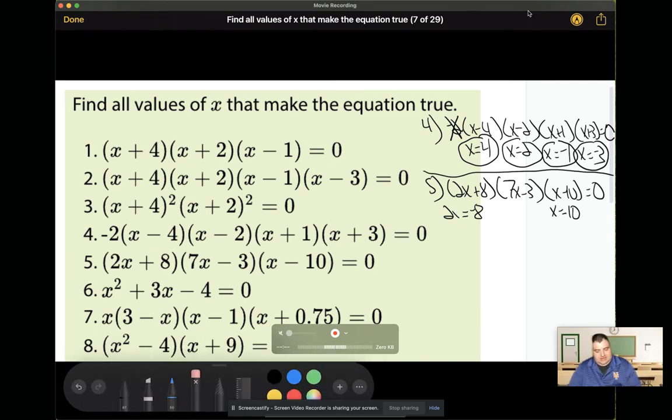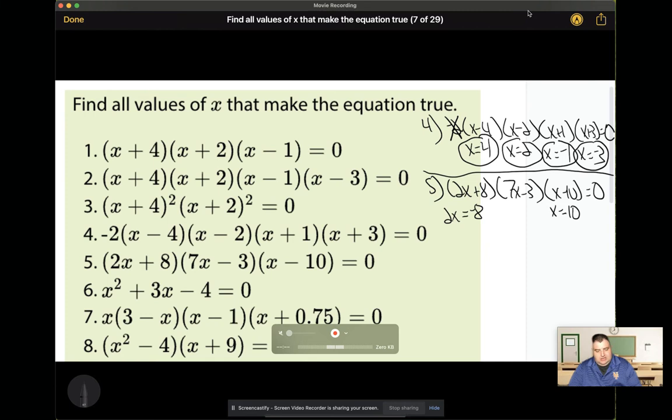I have to not add, I have to not multiply, I have to divide both sides by 2. So x in this case is going to be equal to negative 4. Okay? And then over here, I can do the same thing.